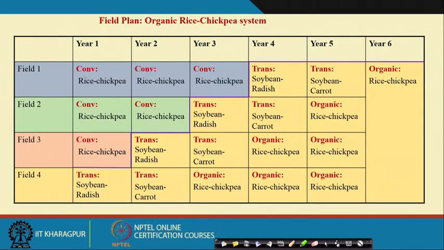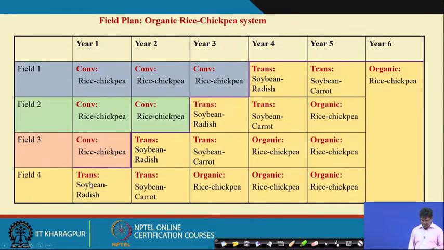This is a field plan of an organic rice-chickpea system. This is the whole field, divided into 4 parts: field 1, field 2, field 3 and field 4. When you go for the transition, leave field 1, field 2 and field 3, and start your transition from field 4. For field 4, you have the crop transition plan.